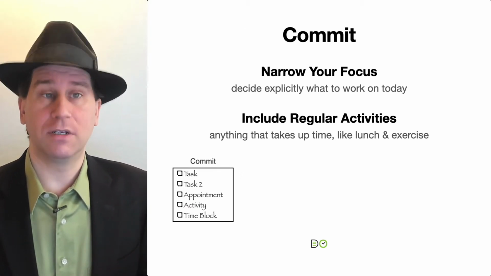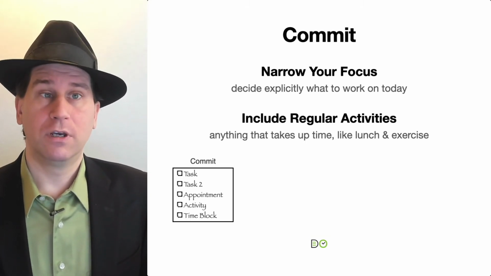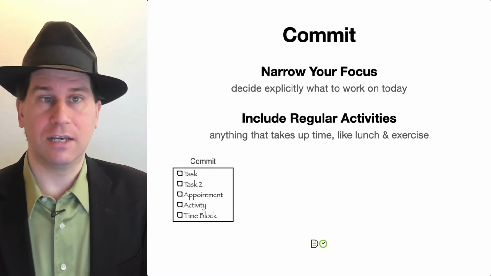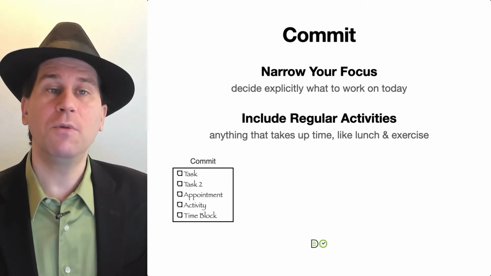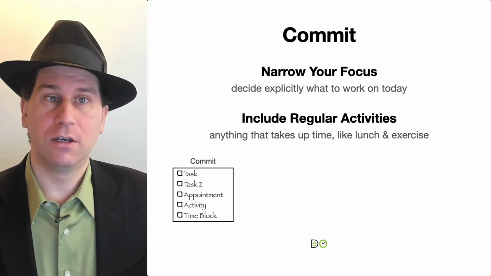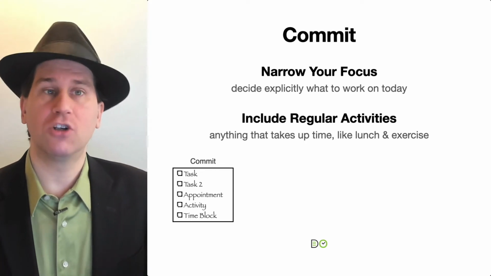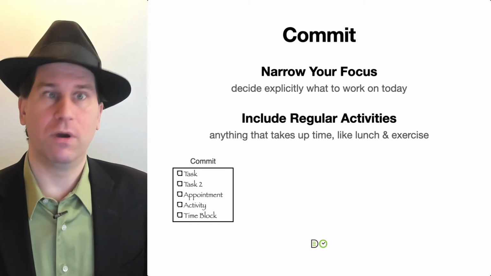So first, the commit step. The commit step is about narrowing your focus. It's about taking that master task list and creating a daily task list. And the goal here is to help you avoid being distracted and overwhelmed throughout the day. Often we have so much on our to-do list that whenever we look at it, we're overwhelmed.